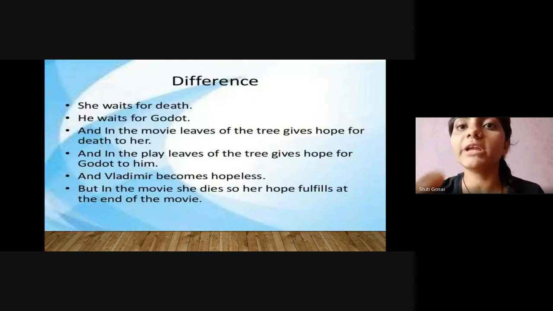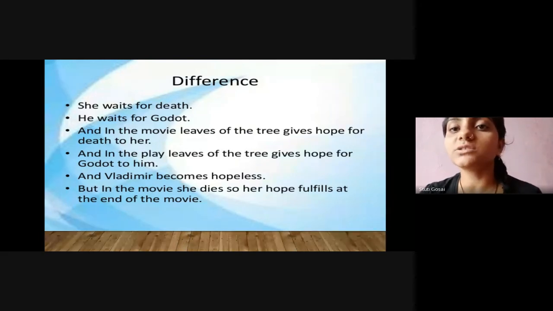Difference between the movie and the play. She waits for death, and he waits for Godot. In the movie, the leaves of the tree give her hope for death, and in the play, the leaves of the tree give him hope for Godot. And Vladimir becomes hopeless. But in the movie, she dies, her hope fulfilled at the end of the movie. Next.